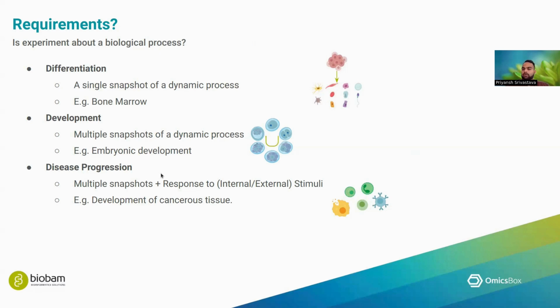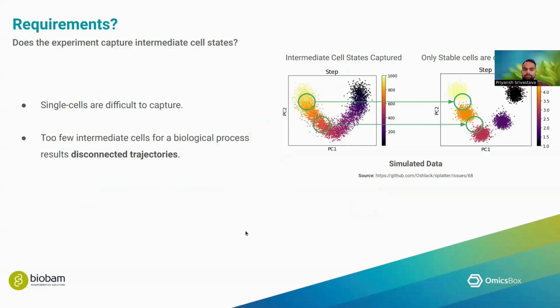Or you can have disease progression, where you have multiple snapshots along the experimental time, and the cells show changes or dynamic expression changes by responding to some stimuli or some disease. And the examples include the development of cancer tissue.